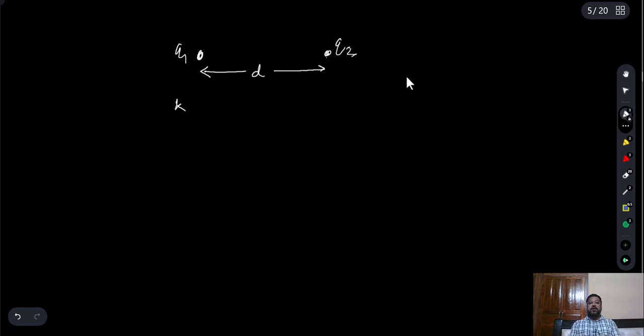Now we just studied that force is nothing but 1 over 4 pi epsilon naught times, now this epsilon r will be written as k, and q1 q2 over d square. This is the formula when the charges are placed in some medium. Now when you put this system into the air, they have already mentioned that the force must not change.